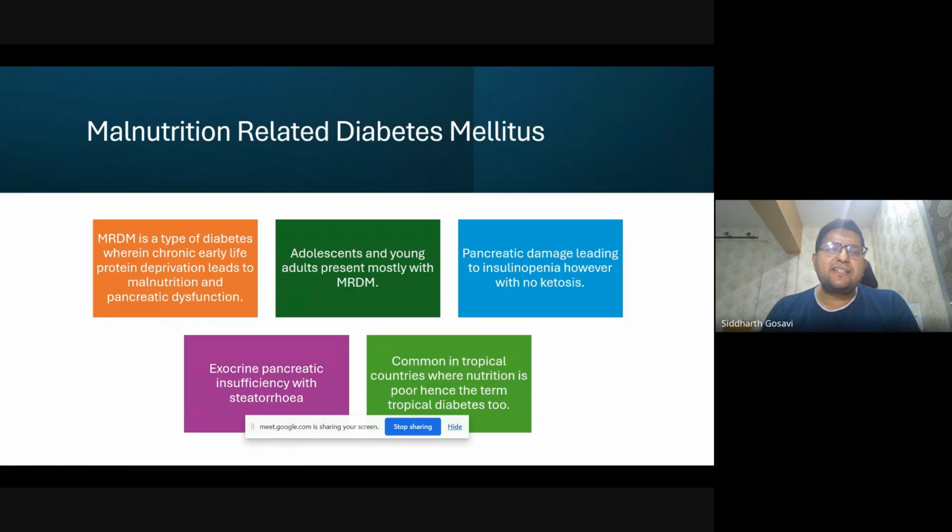It is a type of diabetes where there's chronic early life protein deprivation leading to malnutrition and pancreatic dysfunction. Very commonly, adolescents and young adults present with MRDM. There is pancreatic damage leading to insulinopenia, but there is, however, most importantly, no ketoacidosis. So the most important thing here is there is exocrine pancreatic insufficiency with steatorrhea, common in tropical countries where nutrition is poor. Hence, type 5 diabetes is also called tropical diabetes.